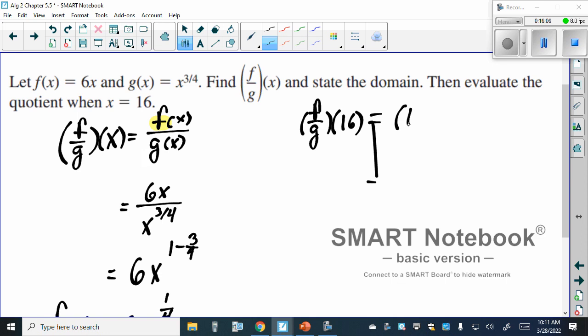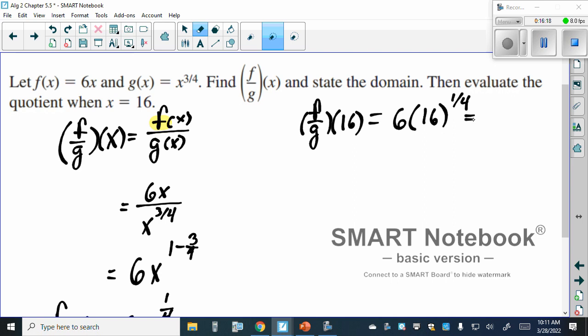So here we would have 6 times 16 to the 1/4, which is 12. Because 16 to the 1/4 is just saying we're taking the 4th root of 16. What times itself 4 times gives 16? 2. 6 times 2 gives us 12. Questions on this here?